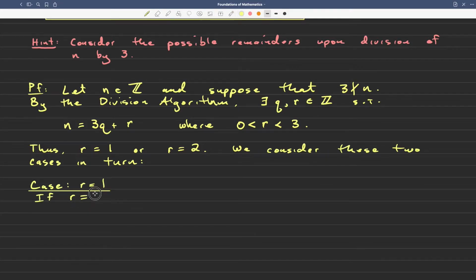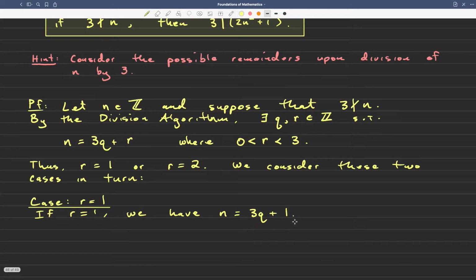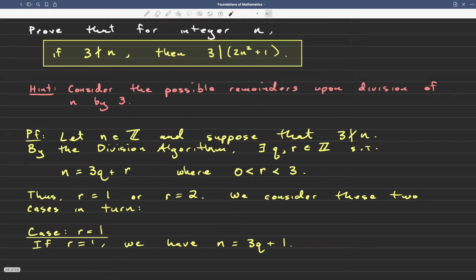So if r is equal to 1, then we know that n is equal to 3 times q plus 1. Just using what we knew right here, that n was equal to 3q plus r, but our r is equal to 1, so we end up with this. Okay, so now that we know what n looks like, we can consider what 2n squared plus 1 looks like, because we're wanting to argue that 3 divides 2n squared plus 1. So what we're trying to show here is that 2n squared plus 1 can be written as 3 times some integer, right?